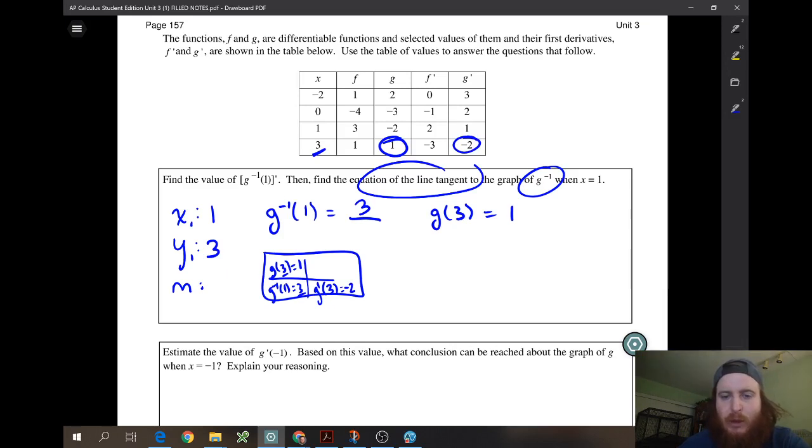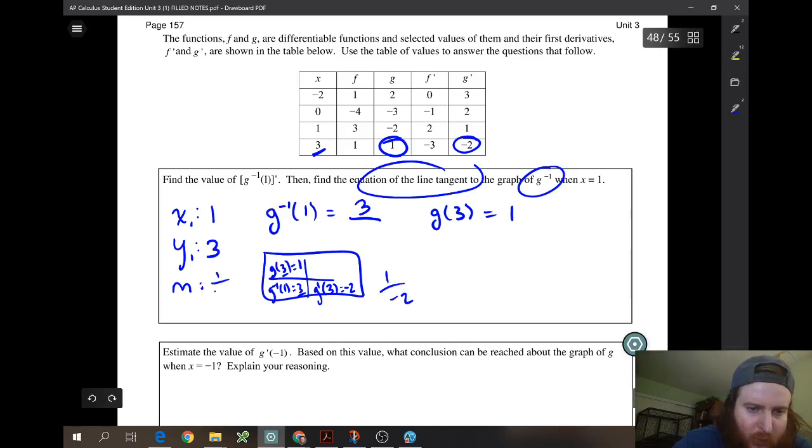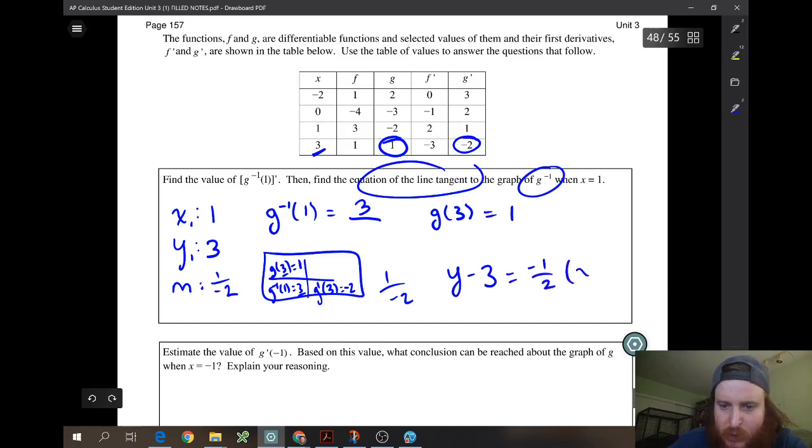Yeah. Oh, wait, not negative 2. It's 1 over negative 2. Okay, I knew I was missing something. 1 over negative 2, or negative half. So we're going to get y minus 3 equals negative 1/2 times x minus 1. That's going to be our equation.